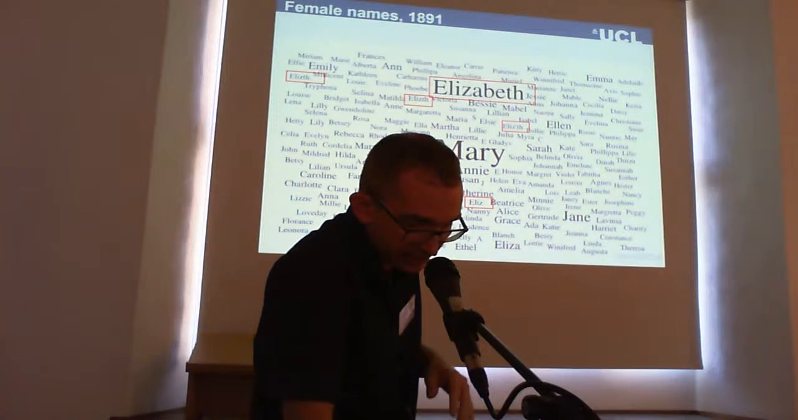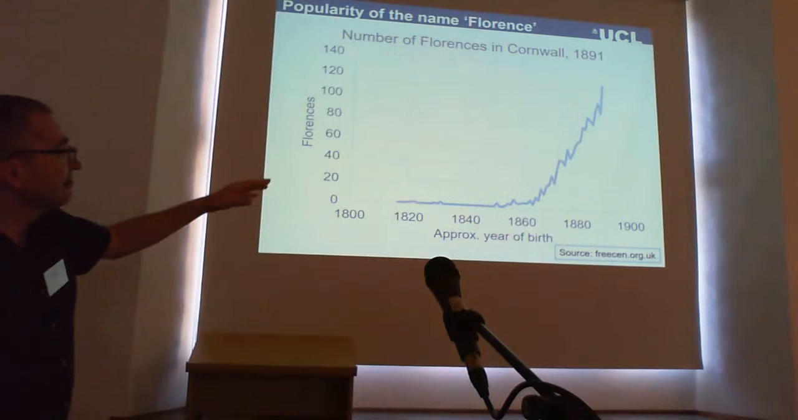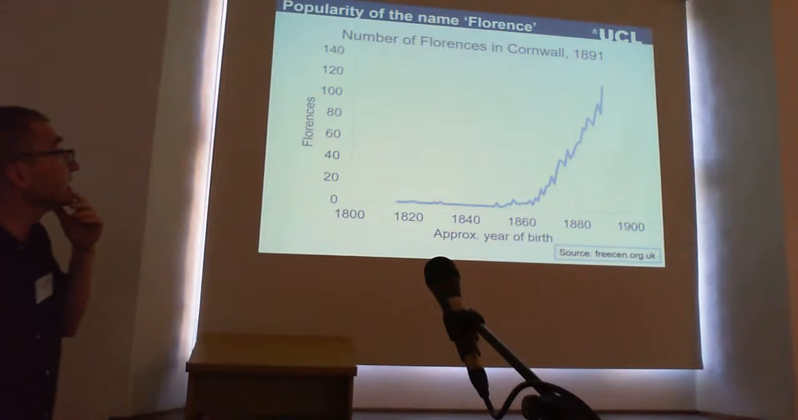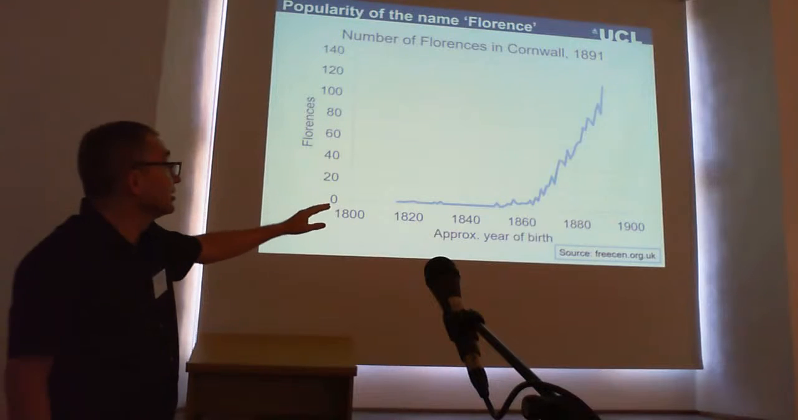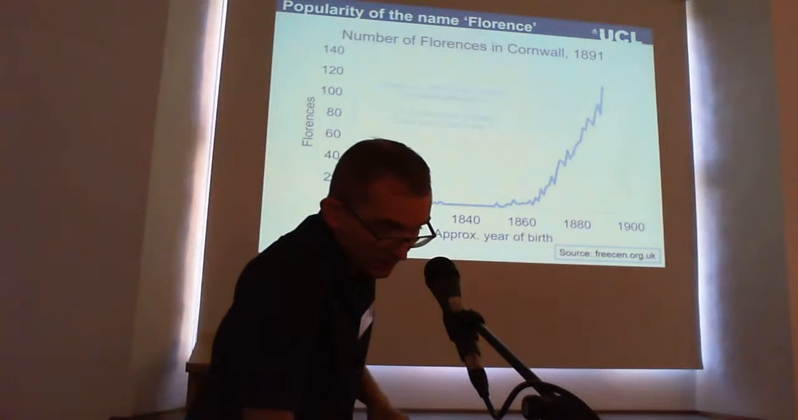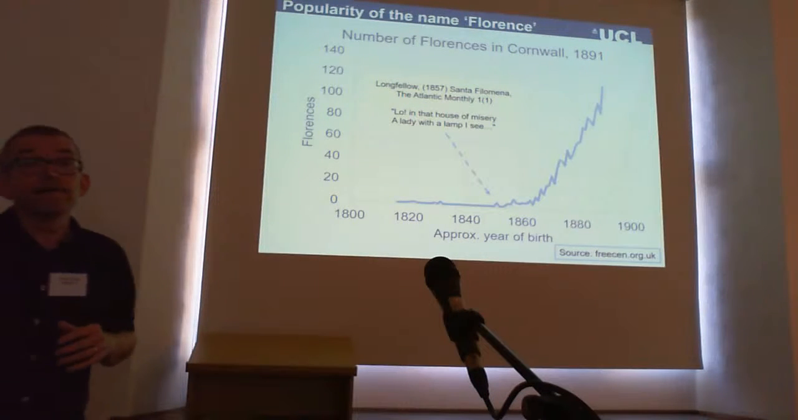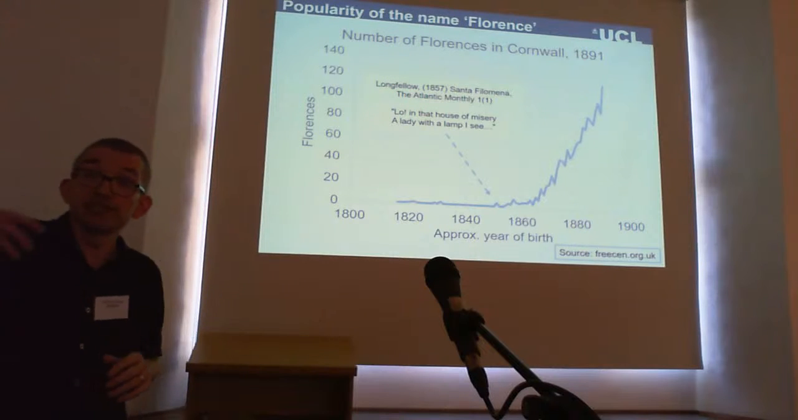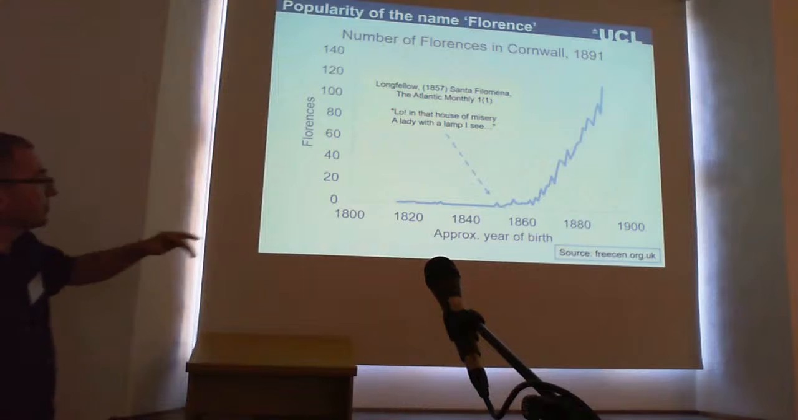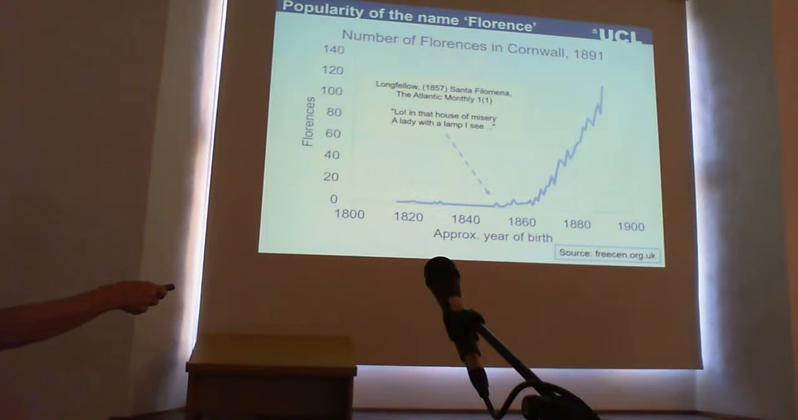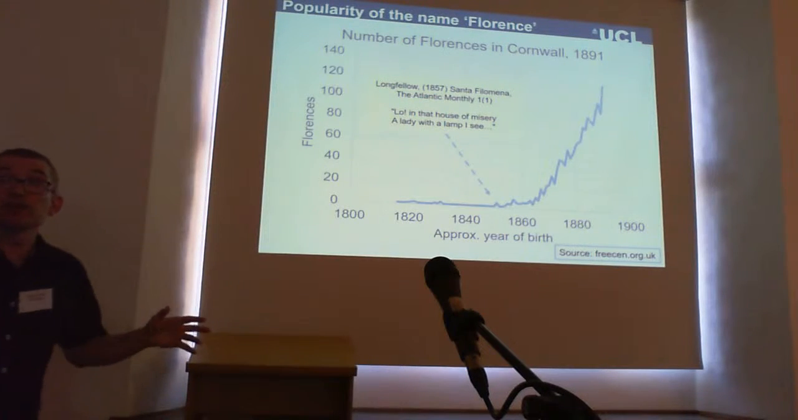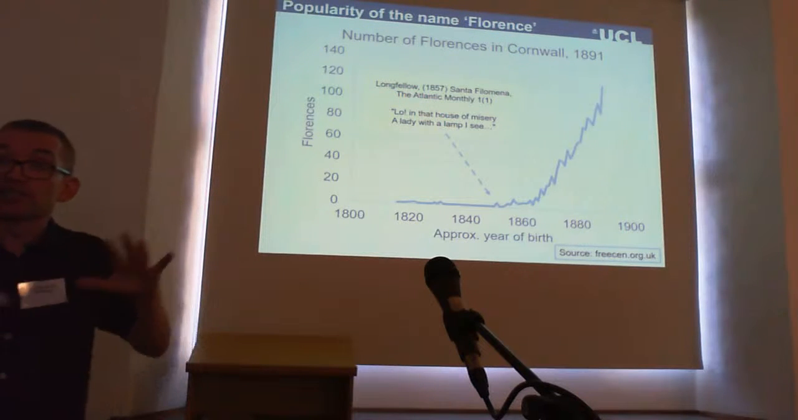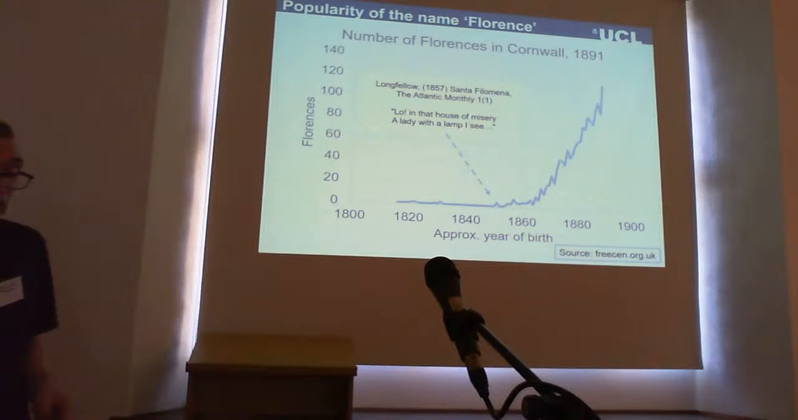And using the 1891 data, we can look at that a little bit more. So this is a graph of the number of Florences in Cornwall in 1891 by year of birth. And you see this huge increase from almost none to quite a lot. And of course, the reason for that is Florence Nightingale. The name Florence was almost entirely unheard of until Florence Nightingale became famous. So I've highlighted here that's sort of 1857 when Longfellow published his poem about Florence Nightingale. And around the same time, there were reports in the Times about Florence Nightingale. So she became a celebrity and lots of people named their children Florence.